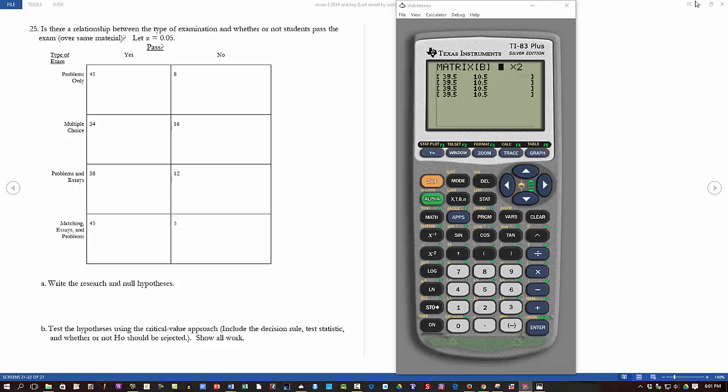And that's it for the chi-square test and for this problem.